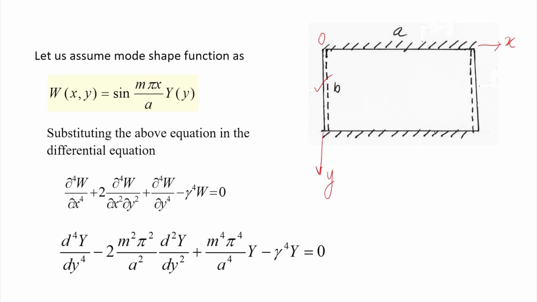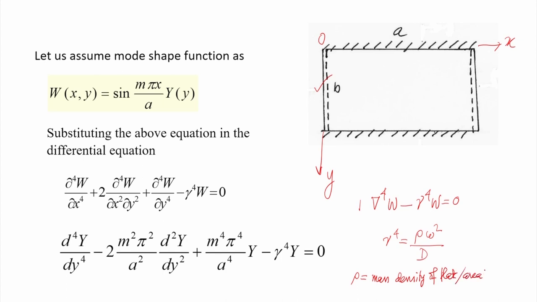Substituting this in the differential equation of motion, what was the differential equation of motion? Del 4 w minus gamma to the power 4 w equal to 0, where D is also there. After dividing by D, it becomes gamma to the power 4 w, where gamma to the power 4 can be written as rho omega square by D. Now remember that in our sign convention or notation, we have used rho as the mass density of the plate, mass density of plate per unit area.